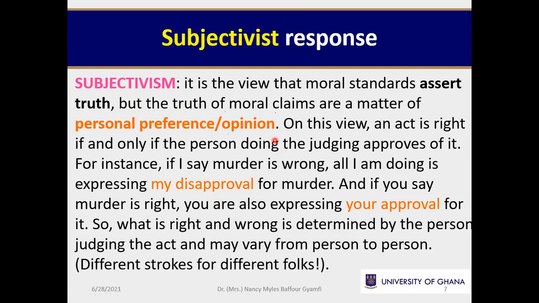Then comes the second viewpoint, in other words, the second challenge raised against universal values, or if you like, universalism, absolutism, objectivism. That second viewpoint, on the screen now, is called subjectivism. Not emotivism, we just dealt with that. Subjectivism is the view that moral standards assert truth. Yes, they say something that can be true or false, unlike the emotivist view. The subjectivist agrees that moral claims say something that can be true or false.